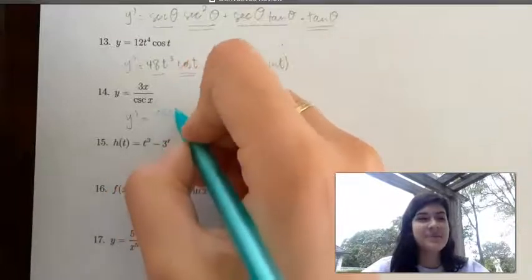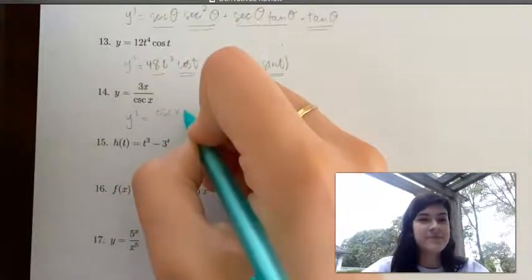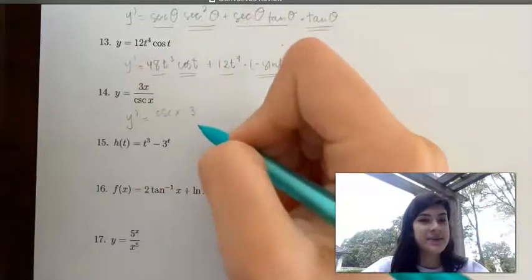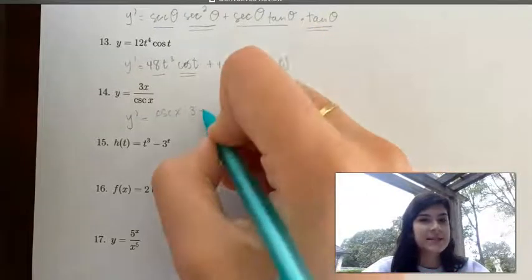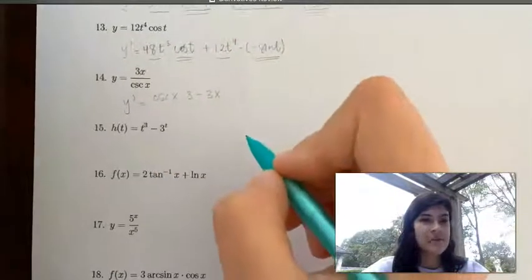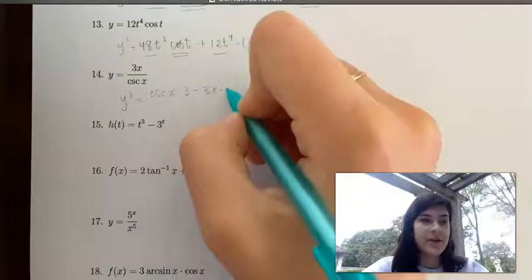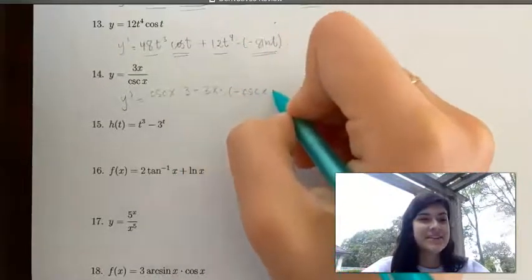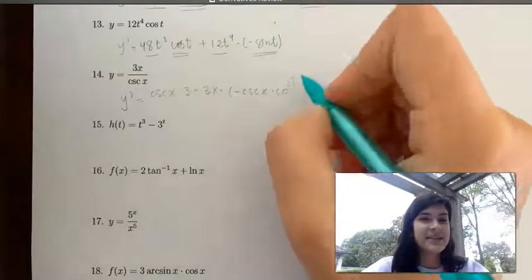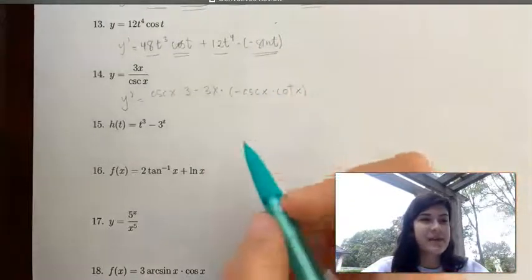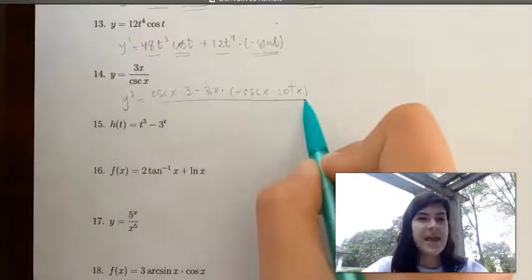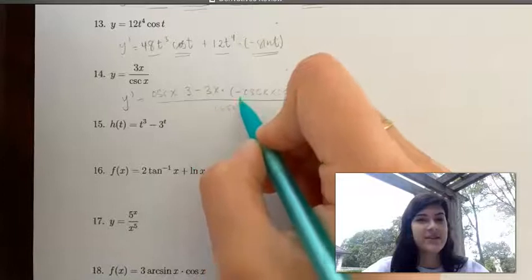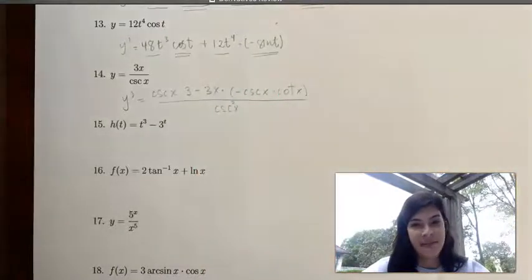So for this one, just going to rewrite the low, take the derivative of the high, so that's just going to be 3, subtract, rewrite the top, and then right here, remember that the derivative of cosecant is going to be negative cosecant times cotangent, and then all over cosecant, and then I almost forgot to square it, but then I got it in there.